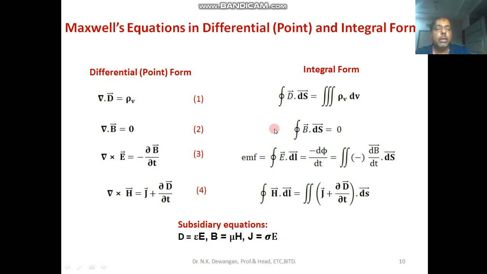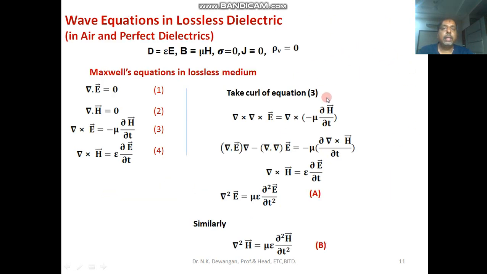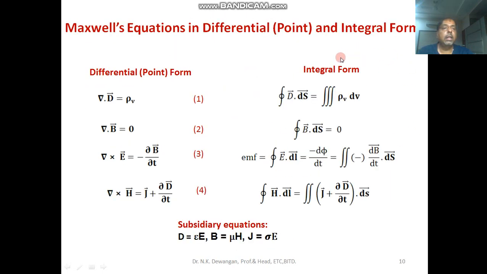Generally the examiner asks to write in integral form also. So this equation you will write in integral form in this way, the third you will write in this way, the fourth you will write in this way. So these are the Maxwell's equations in differential form, and these are the 4 Maxwell equations in integral form. So in the next class we will see the wave equations in a different medium.